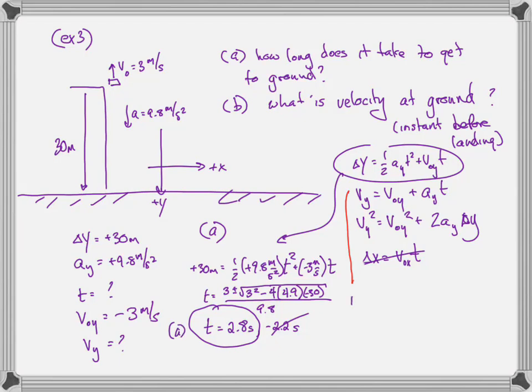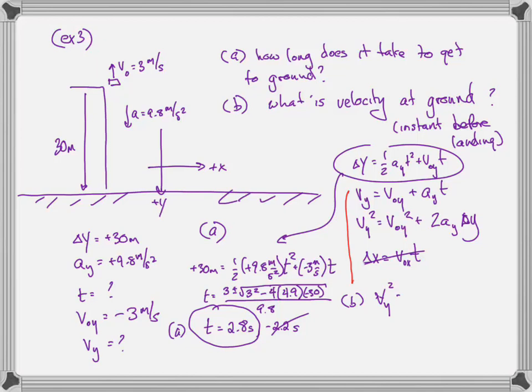Then for B, what is the velocity at the ground? We can use either the second or the third equation. Doesn't matter. Which one is best to use? Either one you can manipulate, but the better equation to use might be the third equation because it doesn't require your answer to part A, just in case you made an error in part A.